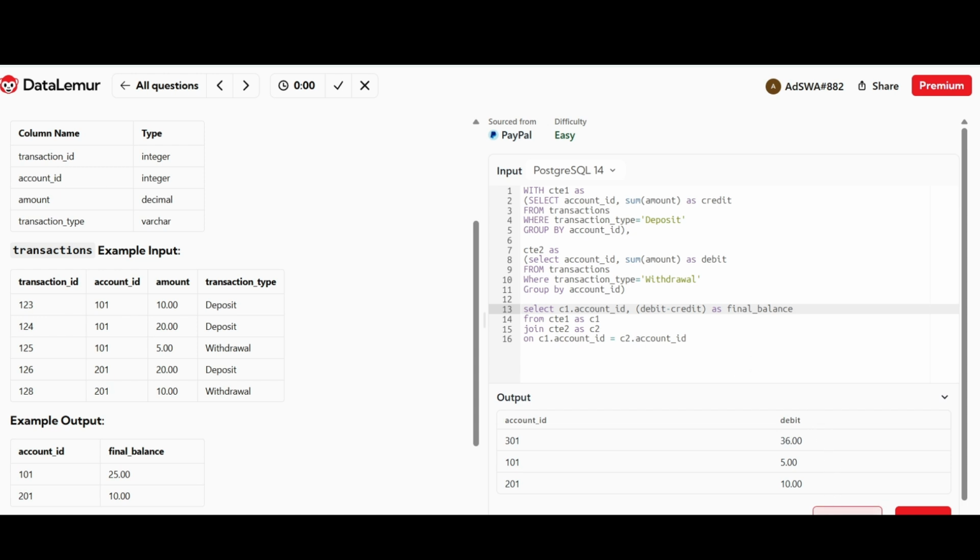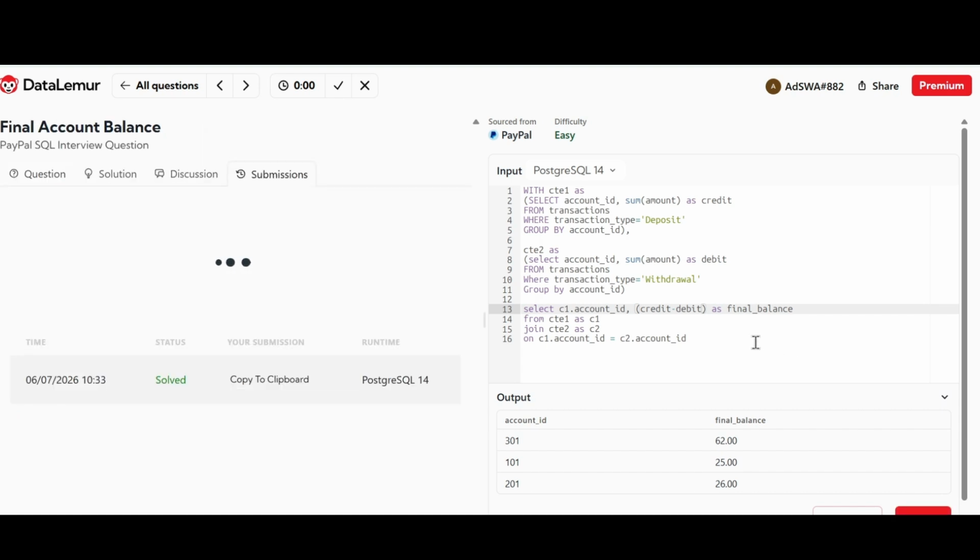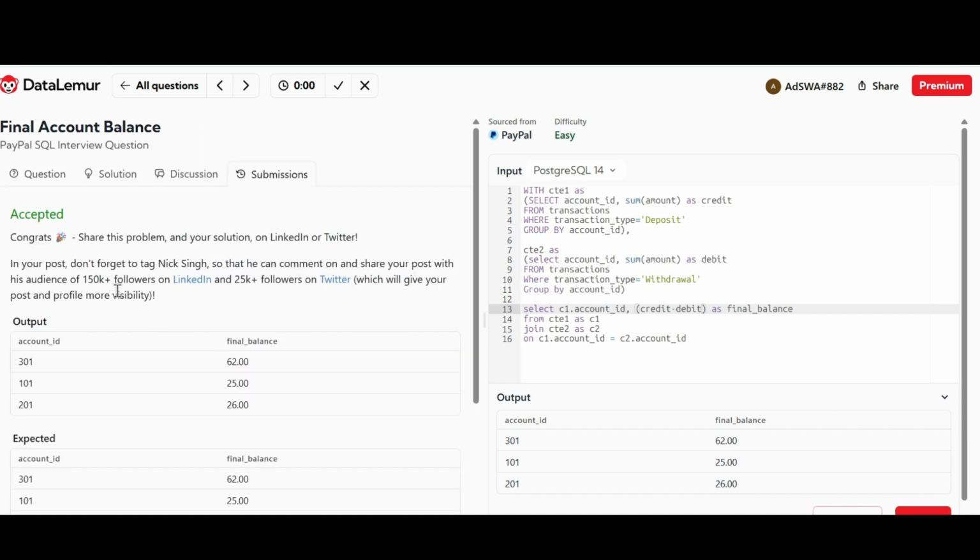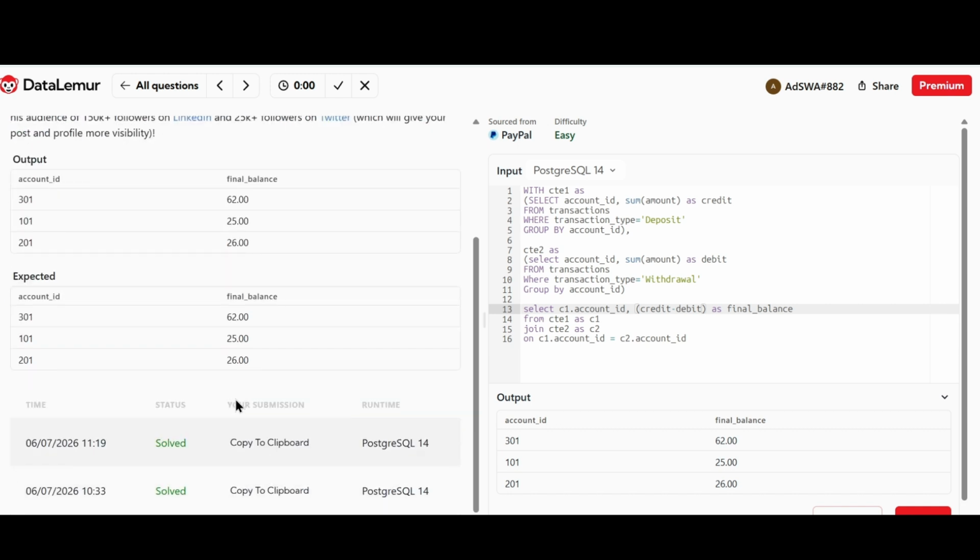Okay, we have done something incorrect. We have to make it credit minus debit. Sorry, credit minus debit. Now let's try submitting this solution. Yes, so this is good.